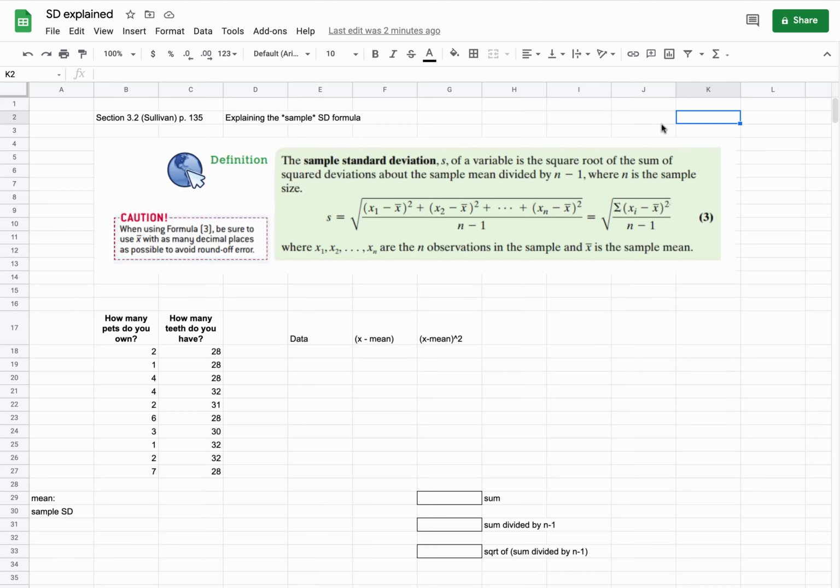In this video, I'll explain to you the formula for the sample standard deviation, and then we'll also work through an example of how you would work on it by hand if you were to use a spreadsheet. I'll also show you the formulas for the spreadsheet.